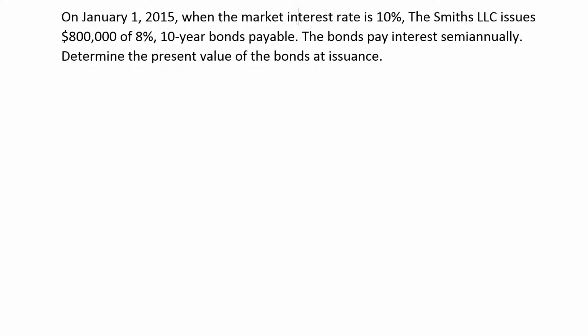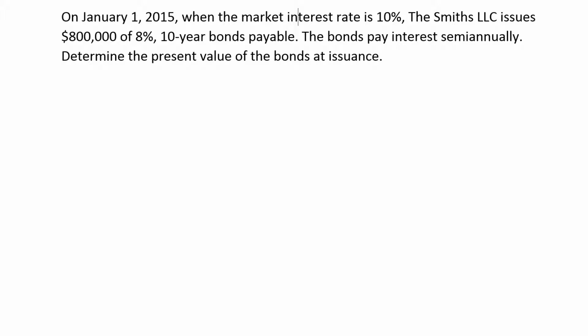Okay, let's look at this quick video on how to use the present value tables to determine the price of a bond. The first thing we have to take into consideration is what are the cash flows related to the bonds, and usually there are two. One is going to be interest payments. The bondholders are going to get interest payments over the life of the bond. And the second one is that when the bonds mature, the bondholders are going to get the face value returned.